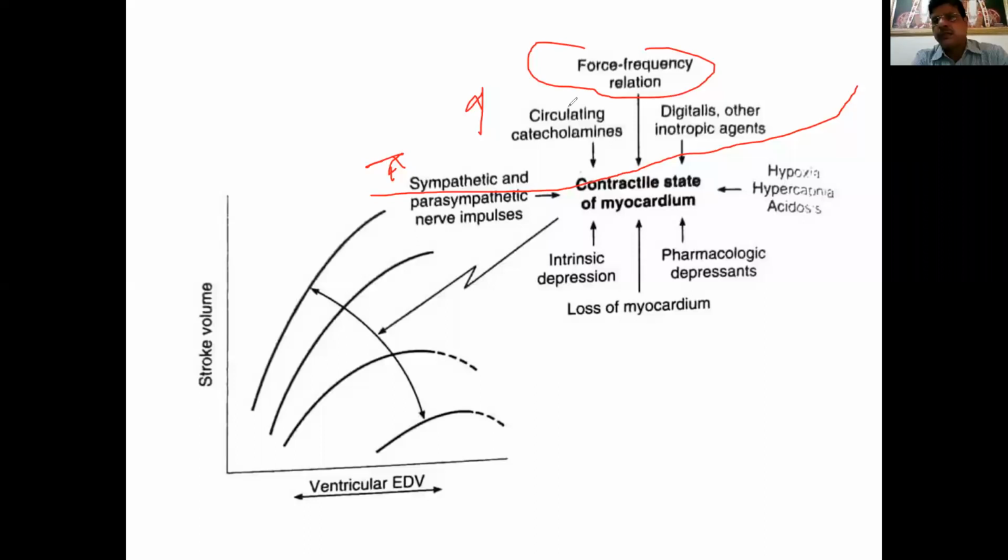And there is something called the force frequency relationship. Chandana, can you tell me what is the force frequency relationship? So the force of contraction will increase with the frequency of activation. Yeah, if the heart rate increases, the force of contraction increases.